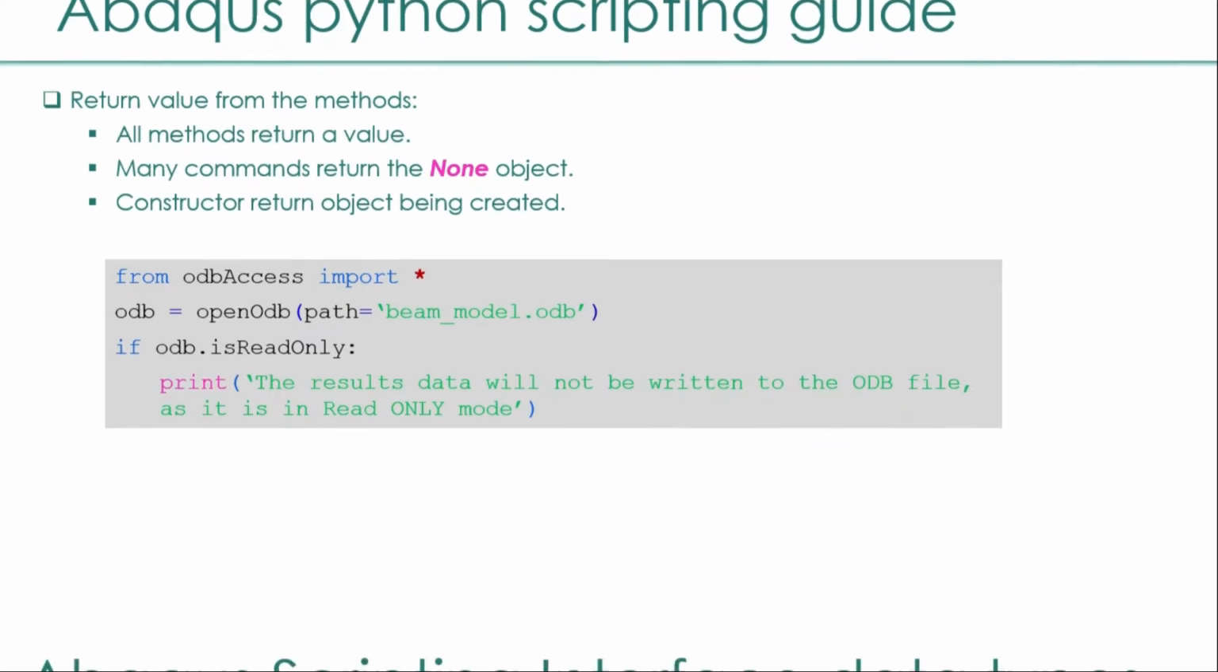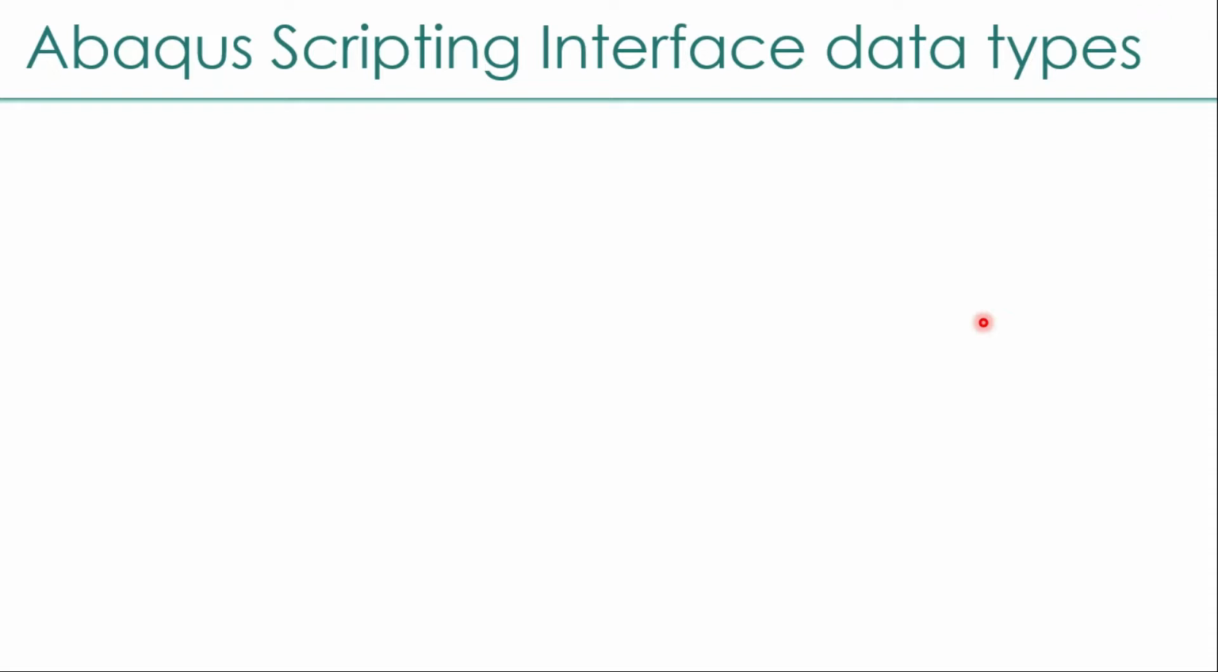Okay, now let's see some data types. What the Abaqus scripting interface has done is add over 500 different data types into the already existing Python list. These are specific to Abaqus. We will discuss only 3 types of data types here, and you might wonder about the remaining data types. Those are already covered in the Abaqus scripting reference guide.